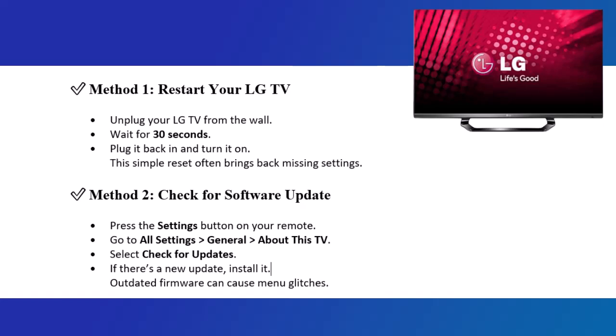Method 2. Check for software update. Press the settings button on your remote. Go to All Settings, General, About this TV. Select Check for updates. If there's a new update, install it. Outdated firmware can cause menu glitches.